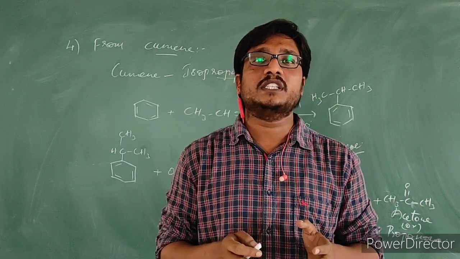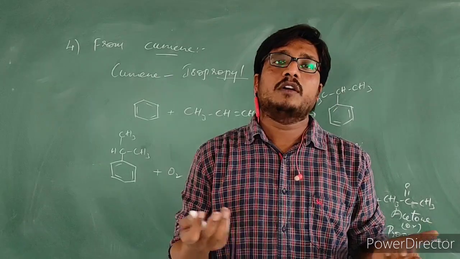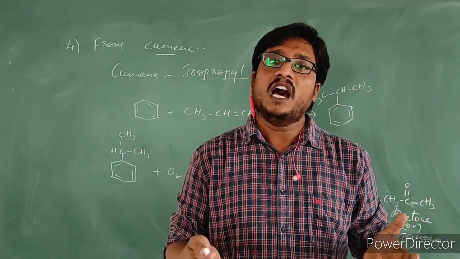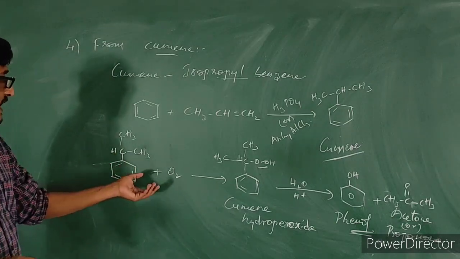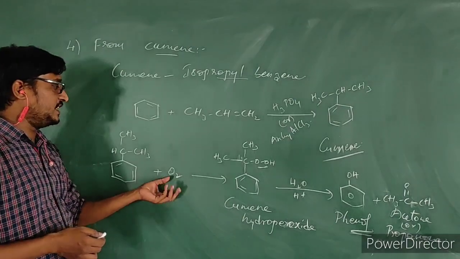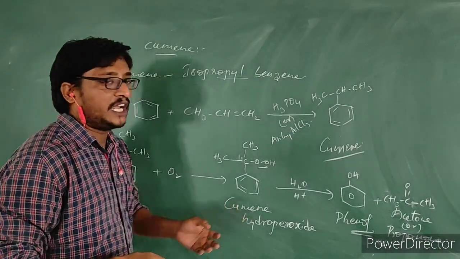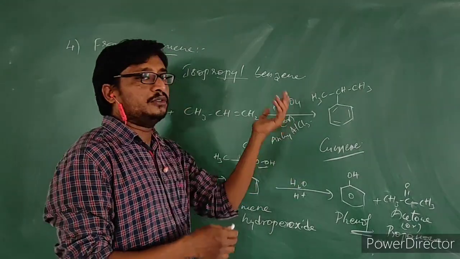Benzene on reaction with propene in presence of anhydrous aluminum chloride or phosphoric acid produces isopropyl benzene. So we take that as the reactant, and later we will make this cumene undergo oxidation, nothing but treating with oxygen, produces cumene hydroperoxide. This on reaction with dilute acid produces phenol.